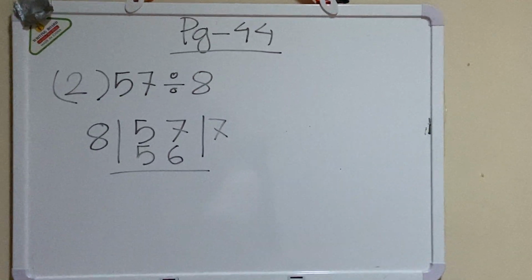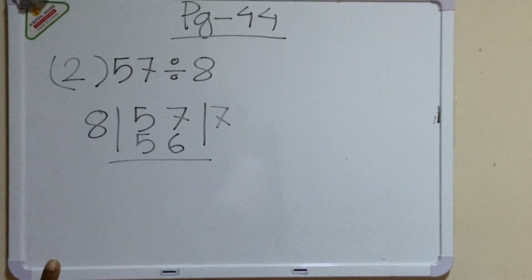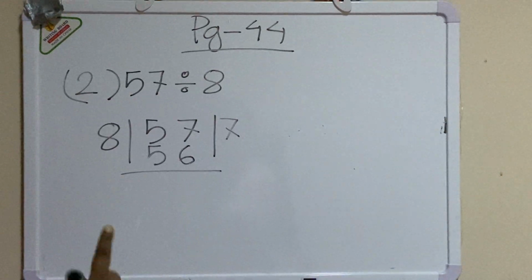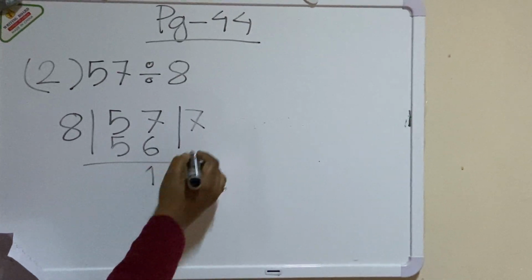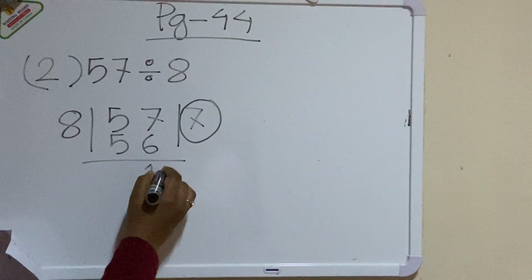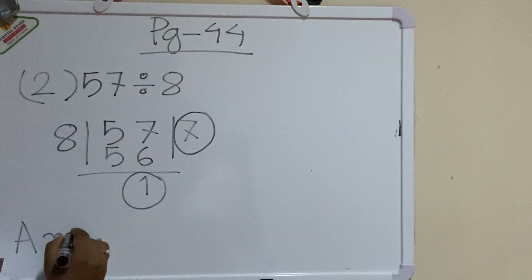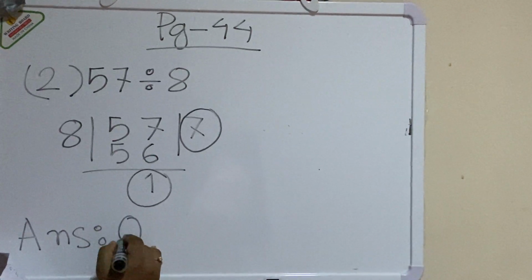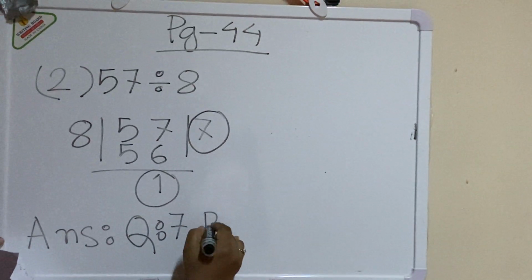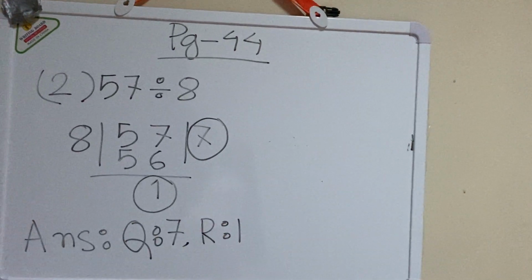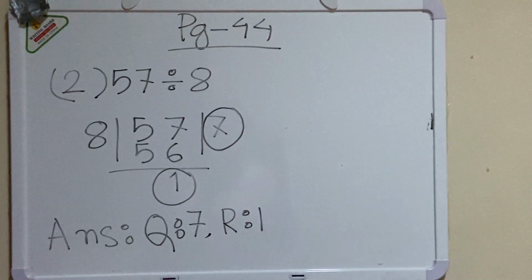In the division, under the dividend place, we find two numbers. So we go to the subtraction procedure with these two numbers. 57 minus 56 is 1. So in the quotient place there is 7 and in the remainder place there is 1. That is our answer. I have to write the answer: Q for quotient 7, comma, R for remainder 1. Write this in your notebook and try to do number 1.